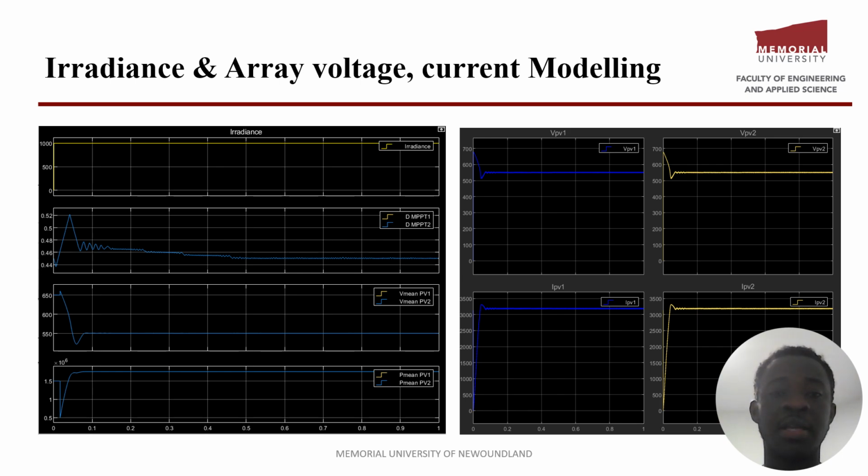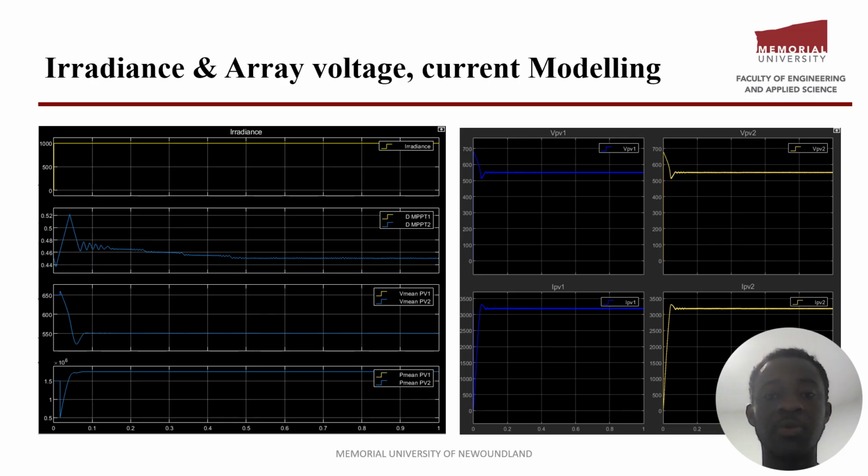Their solar irradiance was set to 1000 watts per square meter. 60 Hz was used as the system's frequency, and the simulations were carried out in discrete mode with a time step of 1 microsecond. The total length of the simulation was 1 second.